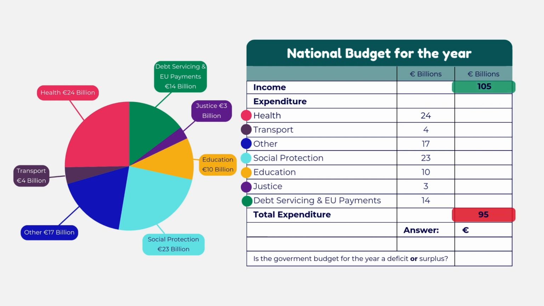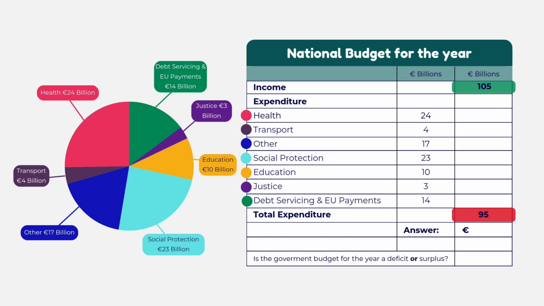Now we can see our income is 105 billion, which was done for us, and our expenditure that we just calculated is 95 billion. Both are highlighted here. I've put the income in green as this is money we've received, and the expenditure in red as this is money we spent. You can now see why it makes sense to put the total expenditure on the right hand side, because we can clearly see our income and expenditure at a glance.